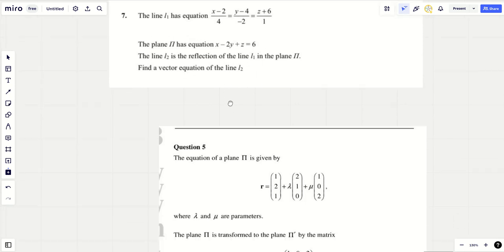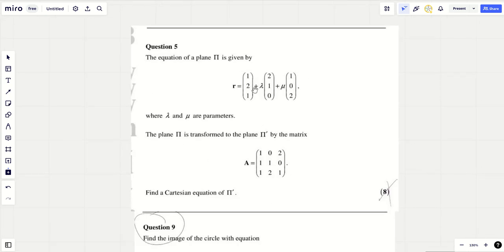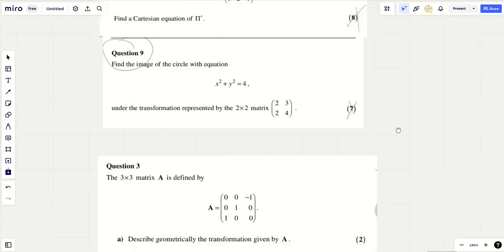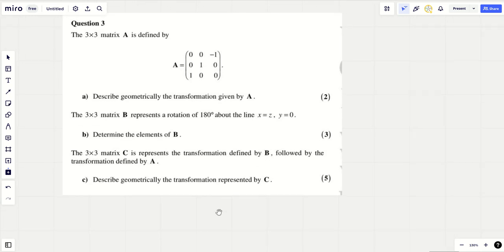We've got, and you might want to jump to different ones in this video, reflecting a line in a plane. That's what I'm going to do first. Reflecting a plane, transforming a plane essentially with a matrix to another plane. I think these two are very similar, so I'm going to do those first and point out the similarities. Number 9, transforming a circle with a 2x2 matrix. This was probably the toughest one, I thought, actually. And then finally, just using 3x3 matrices to work out different aspects of transformations.